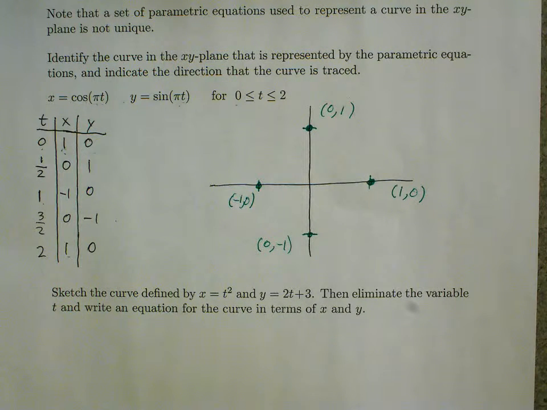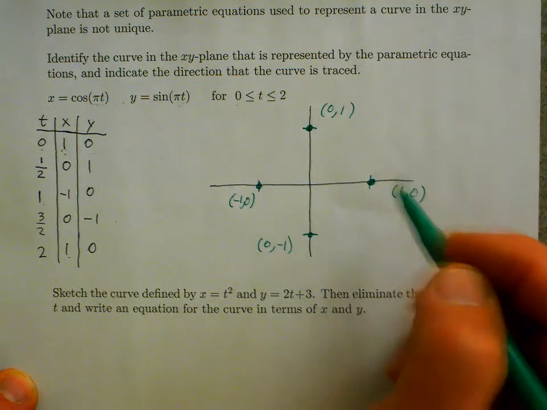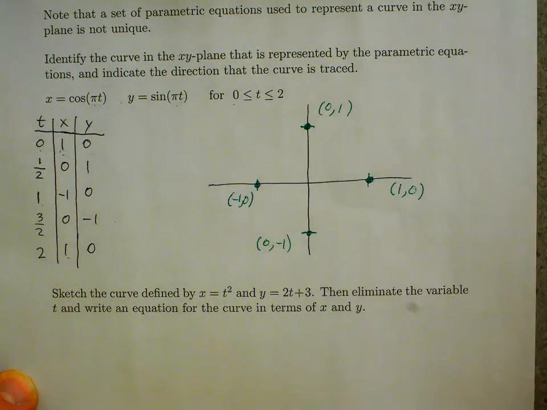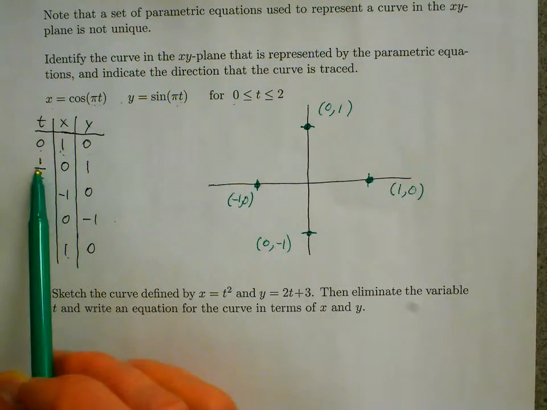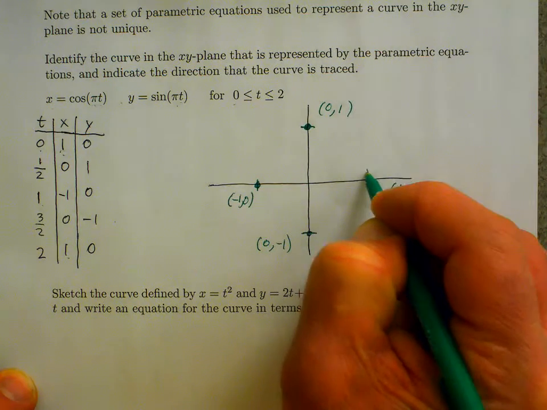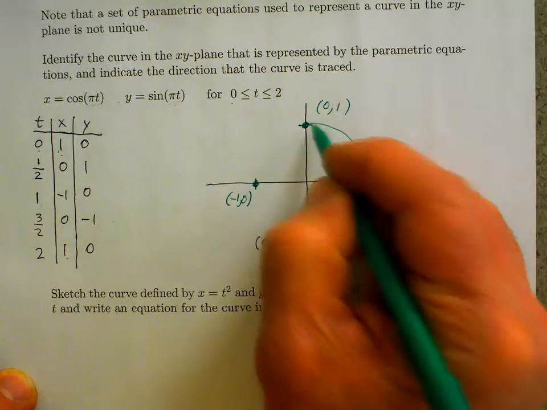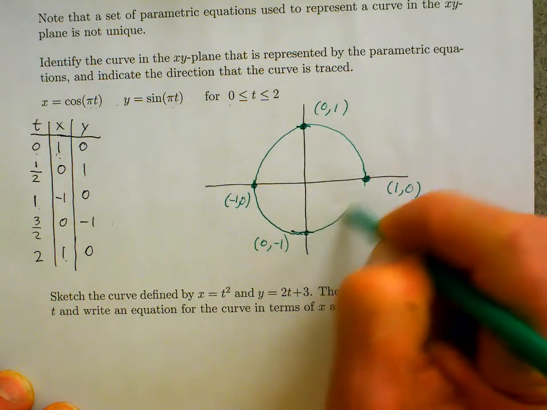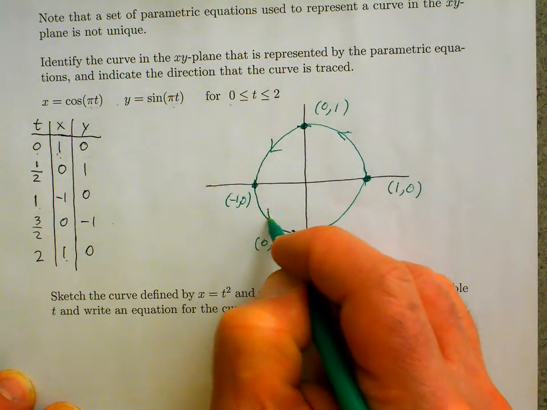It's going to be a circle. If you're not sure, if you're tempted to write straight line segments in between those, then you might want to pick more points so that you'll conclude that it's a circle. So pretend like that's a circle. This time the orientation of the curve is counterclockwise.